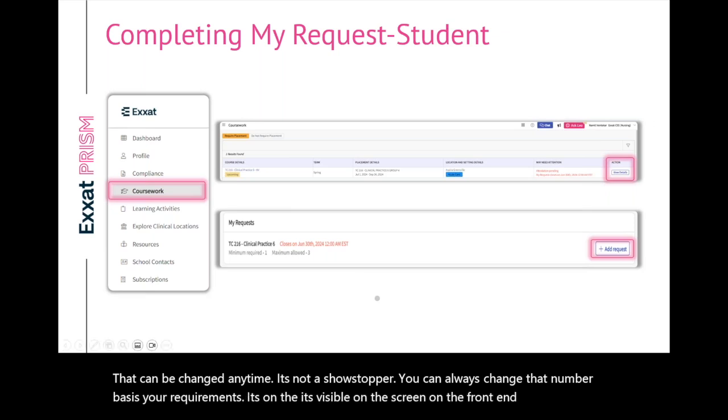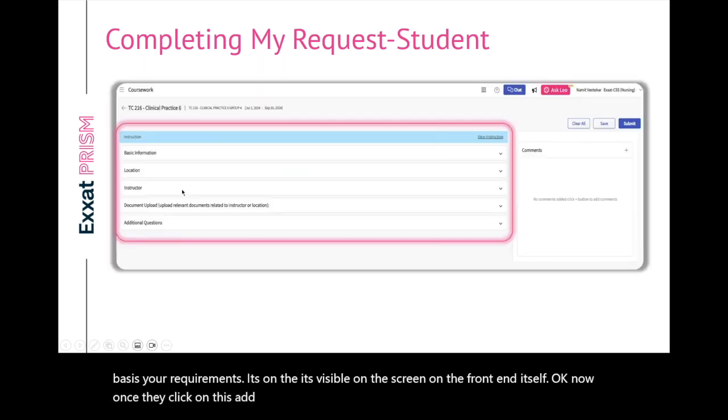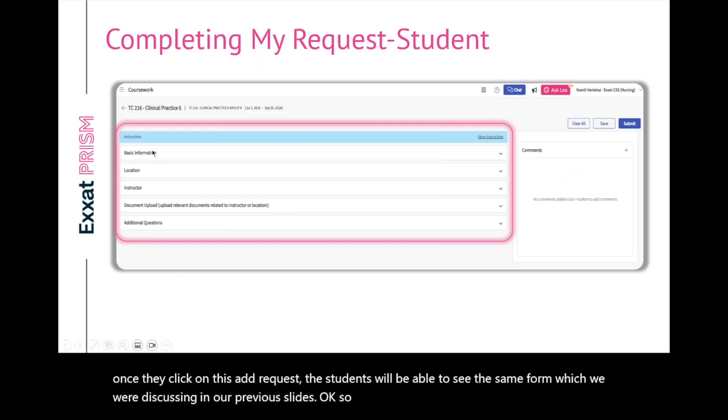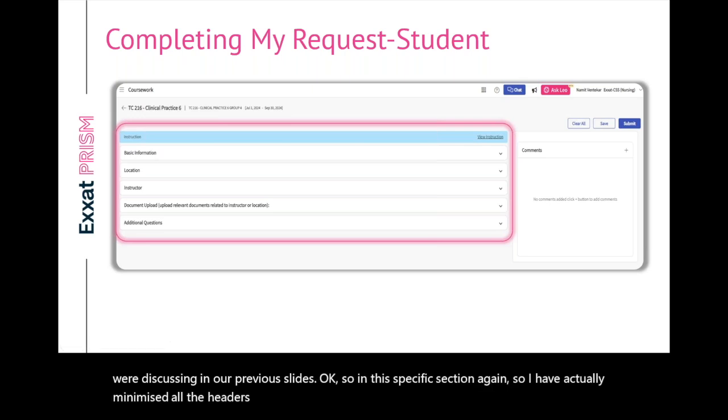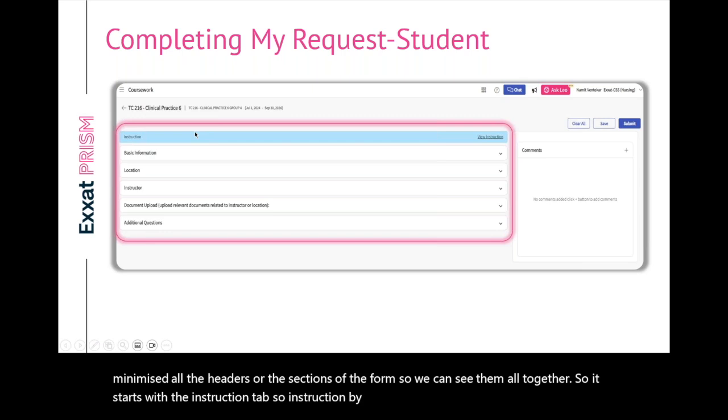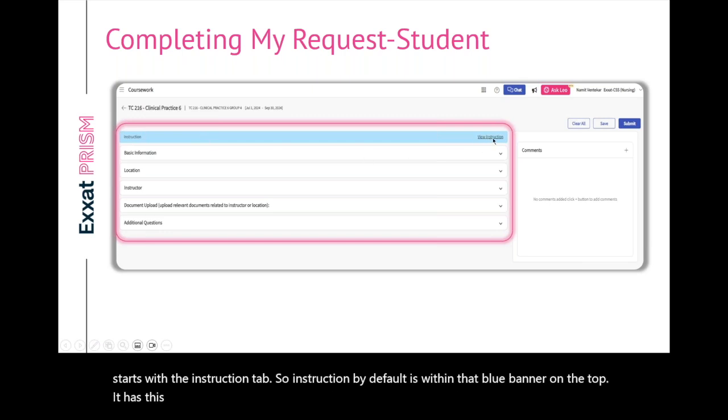Okay, now, once they click on this add request, the students will be able to see the same form which we were discussing in our previous slides. Okay, so in this specific section again, I have actually minimized all the headers or the sections of the form so we can see them all together. So it starts with the instruction tab. Instruction by default is within that blue banner on the top. It has this view instruction tab which is a clickable link. It opens up to a drawer where you can see all the instructions that have been added.